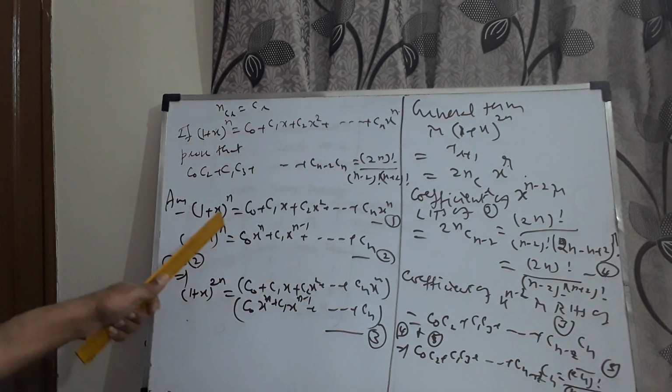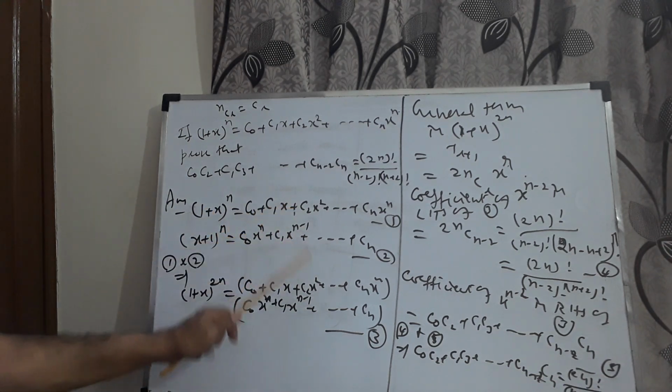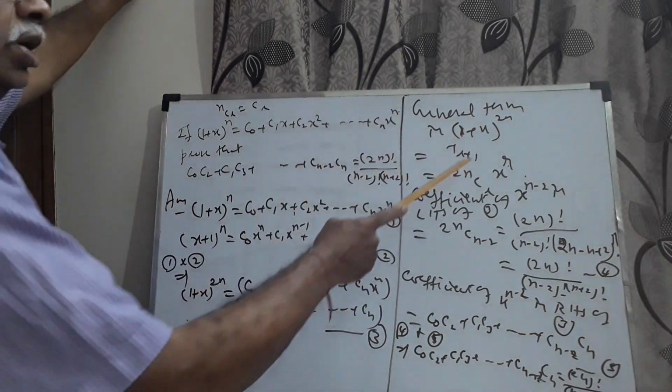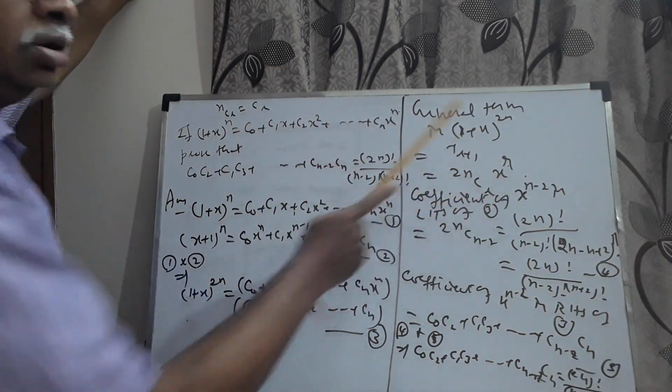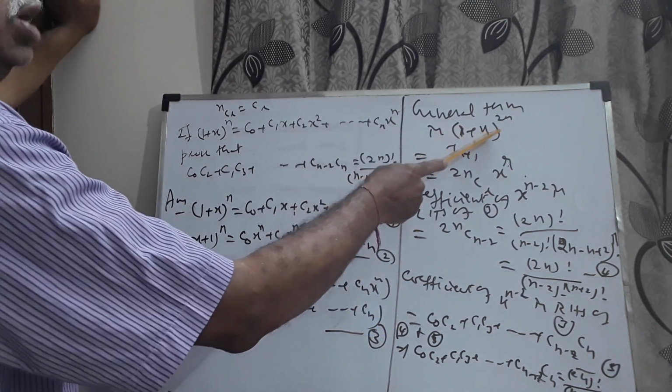Now multiply the two results. LHS I will write as (1 + x) raised to 2n. Here I will have it as it is. Name this as 3. Now the general term here is 2n Cr x^r. In the general term of (a + b) whole power n, nCr a^(n-r) into b^r, instead of a I have 1, instead of b I have x.